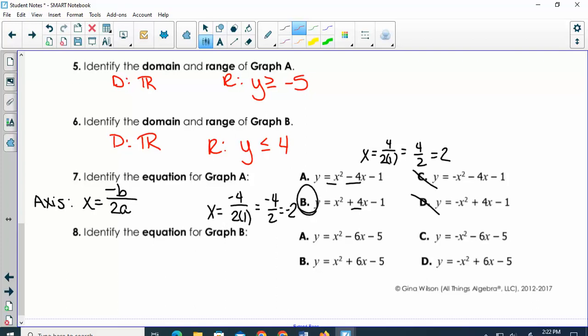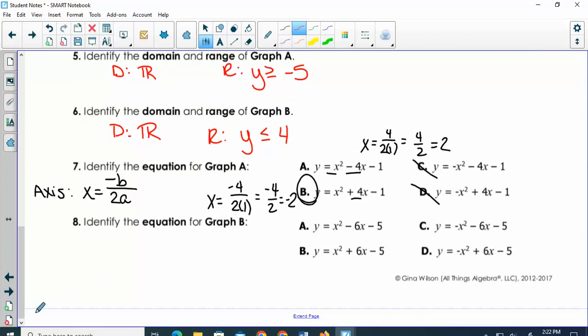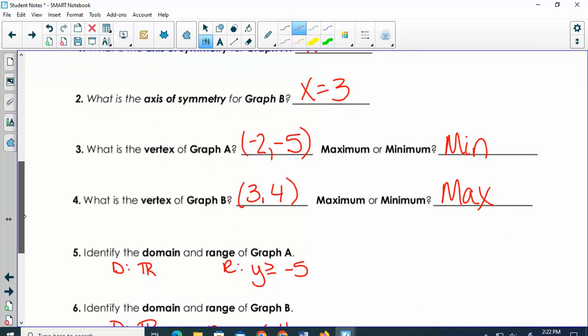If I look at graph B, is it a positive or a negative x squared? Negative because it opens down. So I know it's not A or B. The axis of symmetry on that one is supposed to be x equals 3.